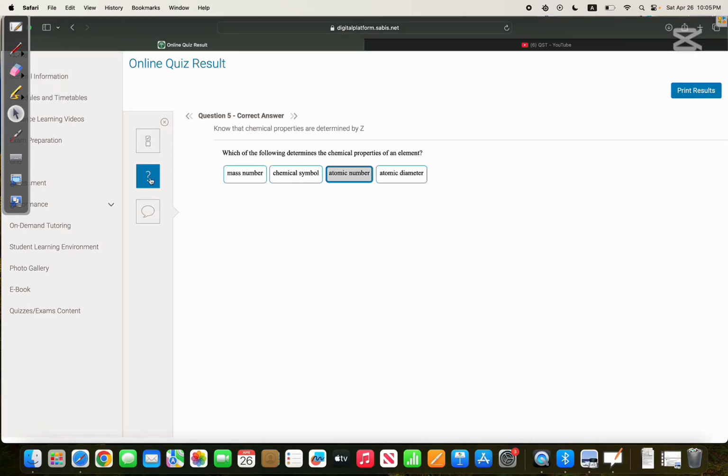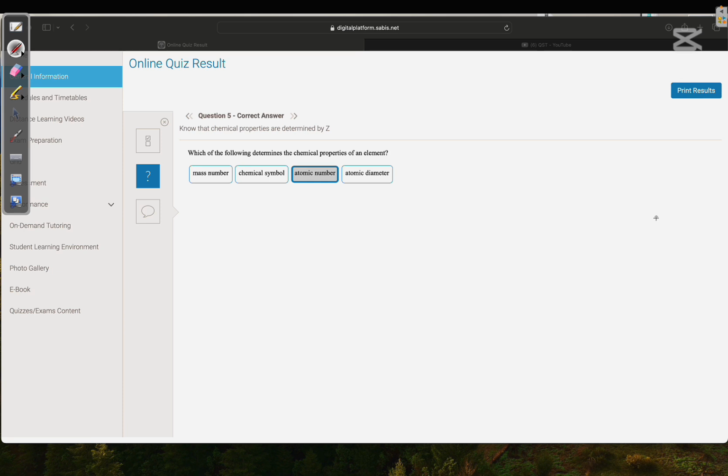Number 5. Which of the following describes the chemical properties of an element? Okay, so this is an element X, with Z and A. A is the amount of protons and neutrons, the nucleons, while Z is protons. Each element has a different amount of protons, which is why the amount of protons decides the chemical properties of an element, which is the atomic number.